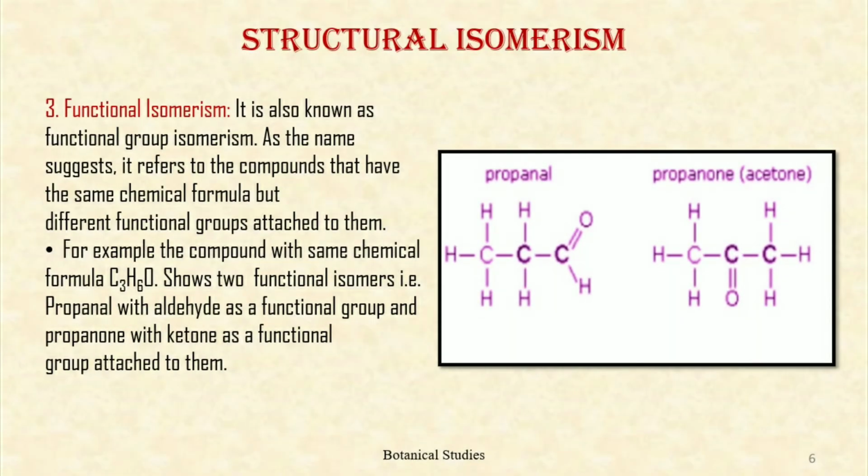Third, functional isomerism. It is also known as functional group isomerism. As the name suggests, it refers to compounds that have the same chemical formula but different functional groups attached to them. For example, the compound with chemical formula C3H6O shows two functional isomers, that is propanal with an aldehyde as the functional group and propanone with a ketone as the functional group.